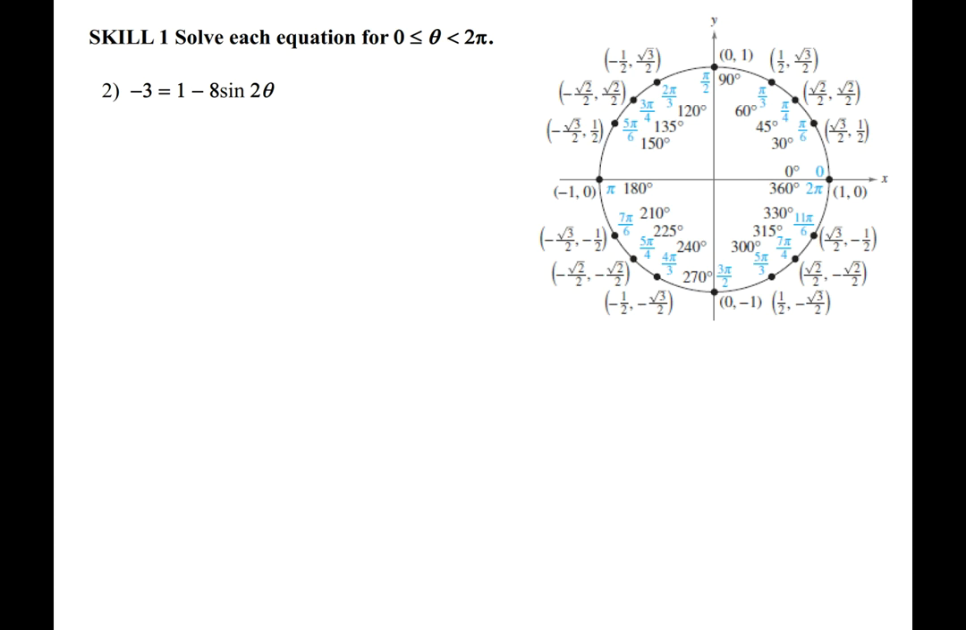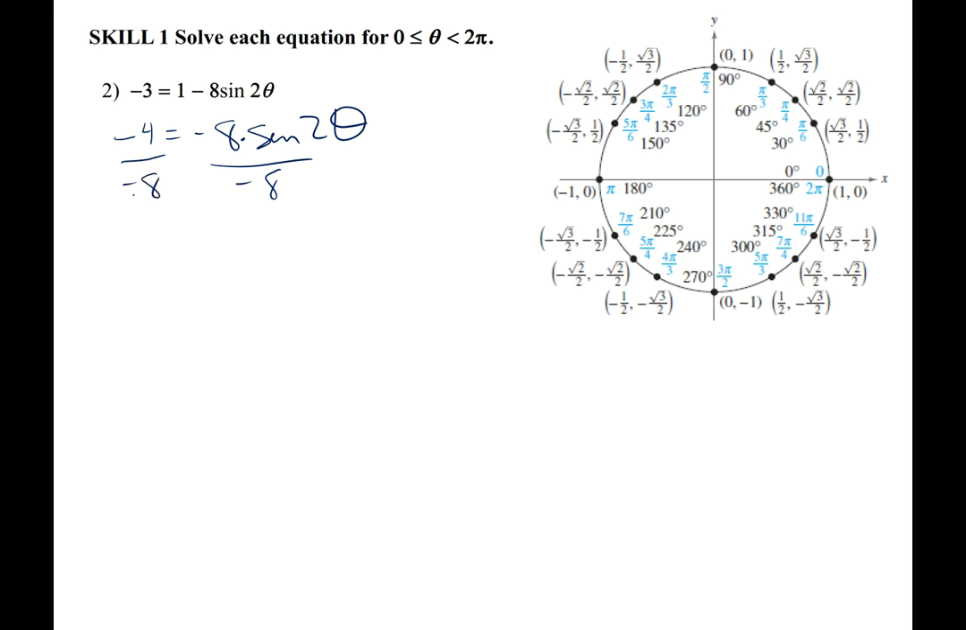Okay, so this one we have to solve for theta. Notice we're solving each equation for theta. First thing I'm going to do is remember we treat the trig like it is a variable. So I'm going to start by subtracting 1 from both sides. That's going to give me -4 equals -8 sine of 2 theta. Then I'm going to divide both sides by -8, because it's being multiplied right now.